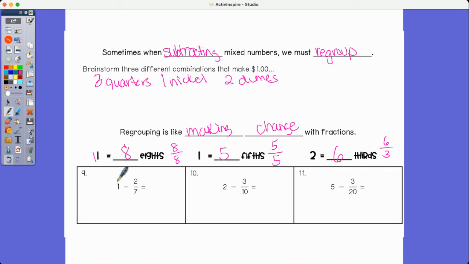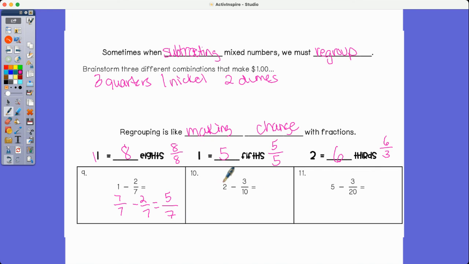So we're going to look at this. This is a whole. I need to regroup it. I need to make it 7 out of 7, minus 2/7 equals, and then we can subtract and get 5/7.